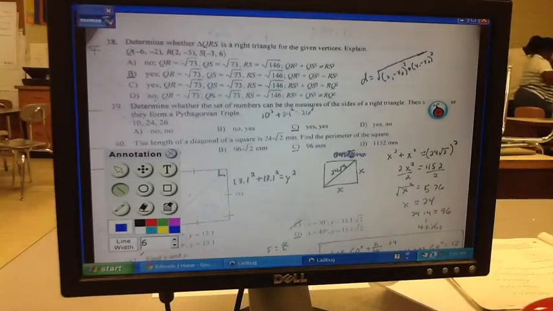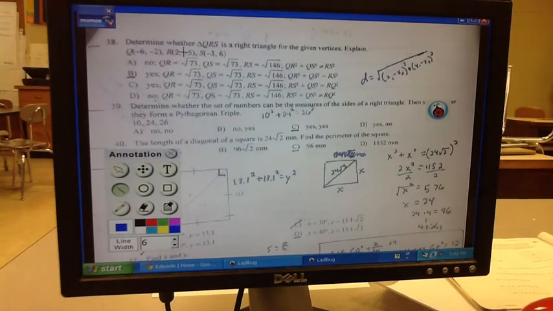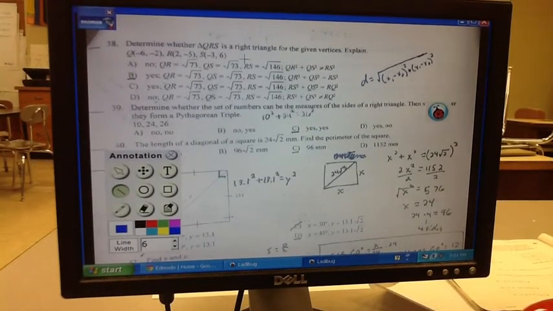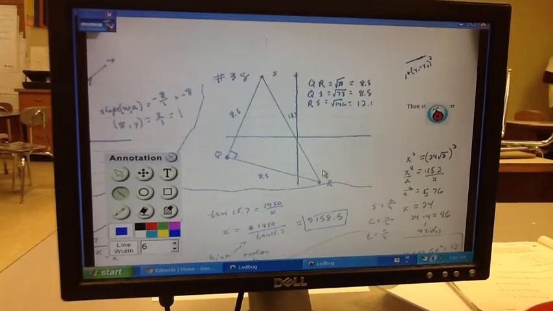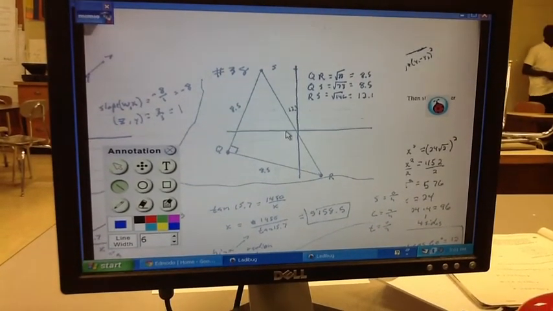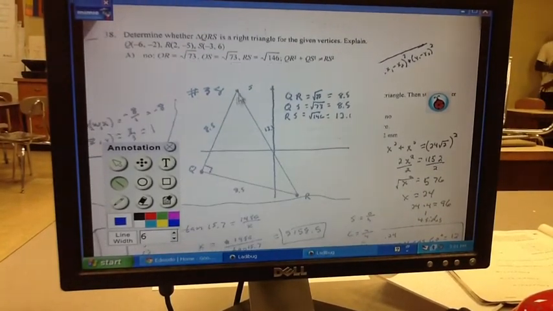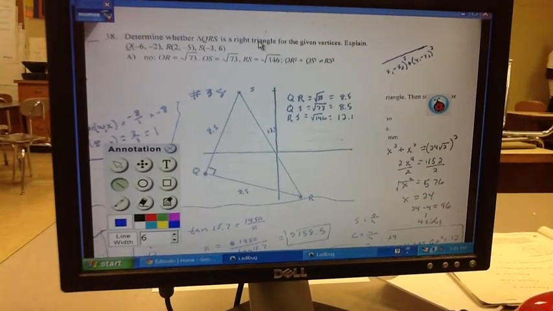Alright, we're on number 38. We're given Q, R, and S, and I ended up graphing Q, R, and S on a graph, so make sure that's what you should do as well. I just plotted the 3 points, and then we're asked to find if it's a right triangle.